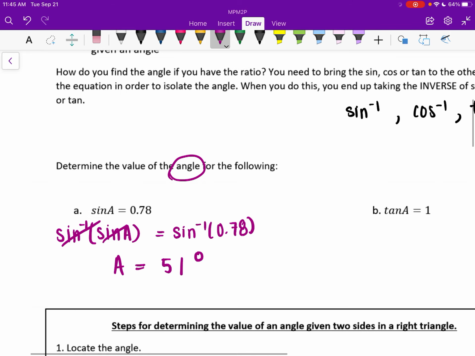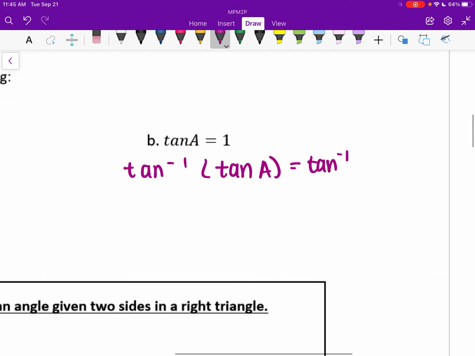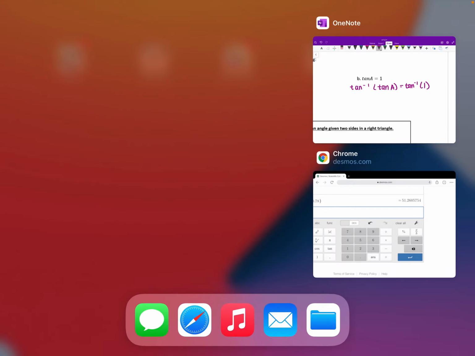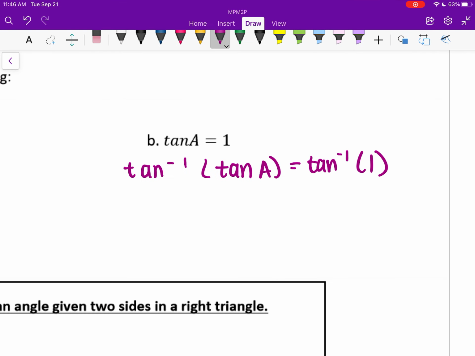Okay? So try doing B on your own, and then come back and watch it with us. All right, so hopefully you paused the video. So tan A, we want to get the inverse tan. To get rid of that tan in front of the A, we're going to do tan inverse. Whatever you do to one side, you have to do to the other. So we're going to do tan inverse of 1, and I'm going to go into my calculator, clear everything, second function, tan inverse 1. And the answer to that is 45. That means that angle A is equal to 45 degrees.